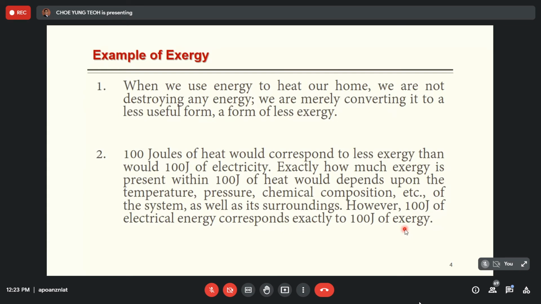It means that we are not able to use energy to differentiate the quality of energy. That's why we use the word Exergy.